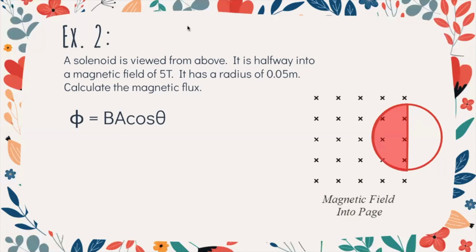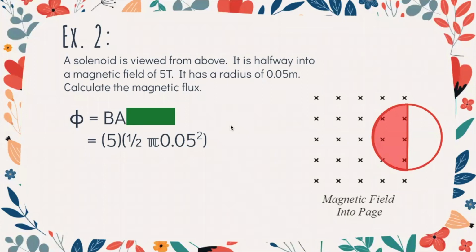Okay, so I'm still going to drop the cosine, make that go away. I'd have my magnetic field of 5, which is incredibly strong. I think it's something like 50 million times the magnetic field of the Earth, so it's big. And the area is half a circle, so 1/2 pi r squared.